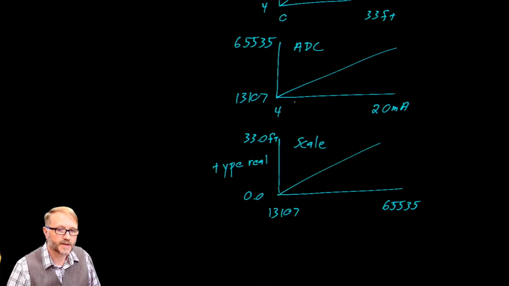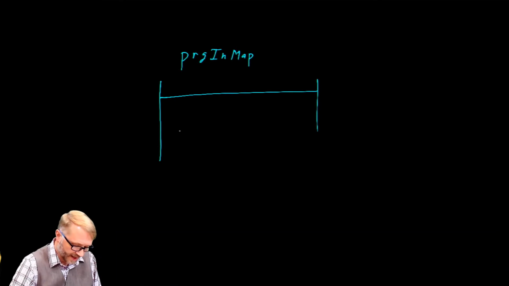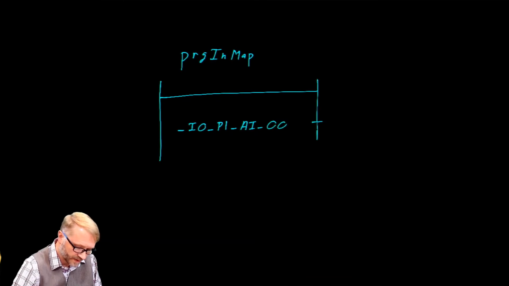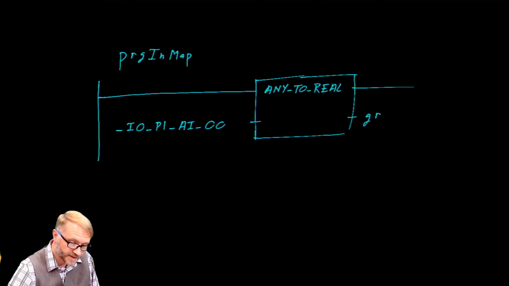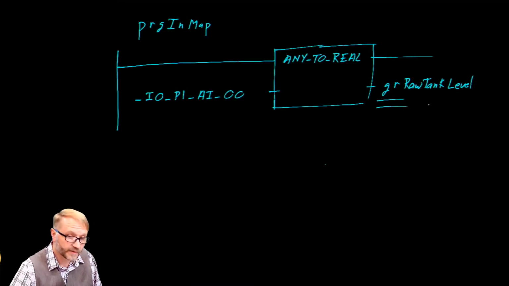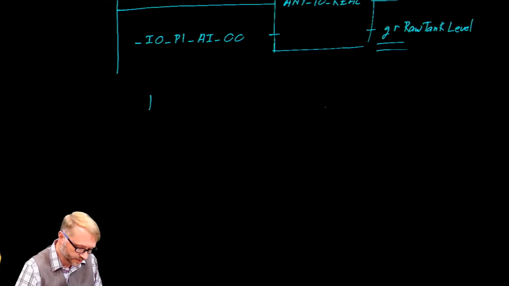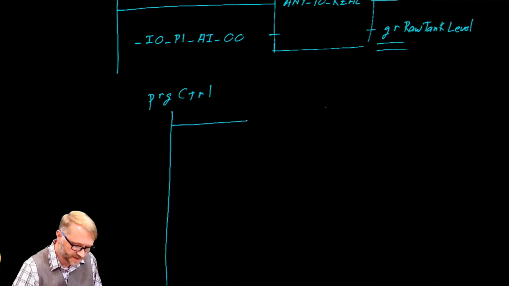Since this is such a common action, the folks at Allen Bradley have made it real easy for you. We're going to start with our program in map, where we take the actual output of the analog to digital converter, I/O, slot 1, analog in, channel 00. We run that through an any to real, and we send it to something called global type real raw tank level. Since it's a global variable, we can now jump to our program control, and we will use the scalar block.